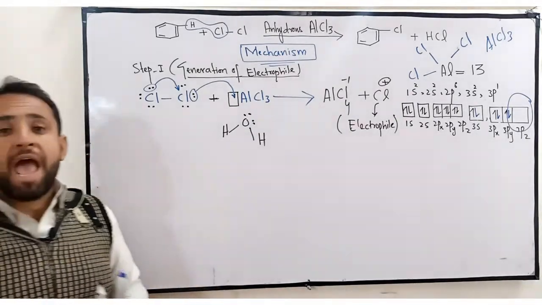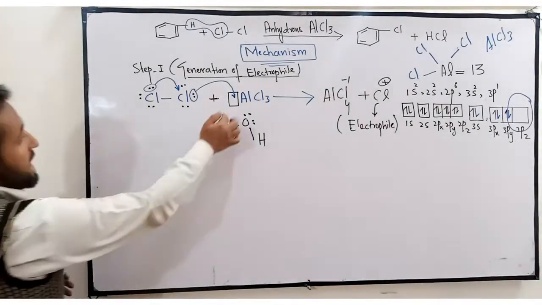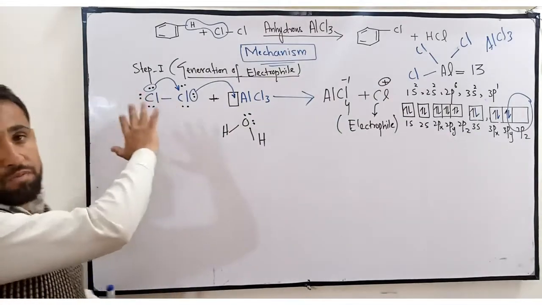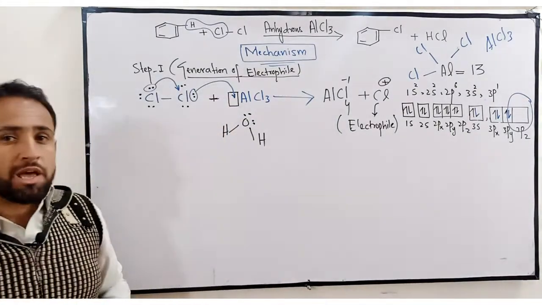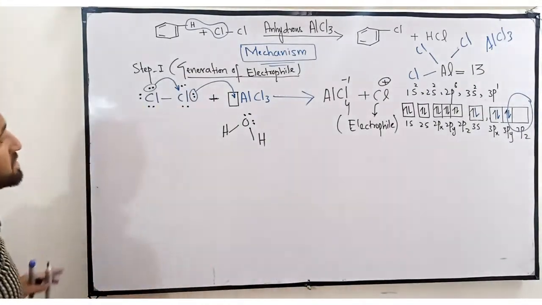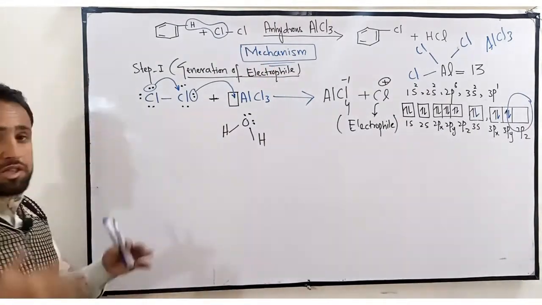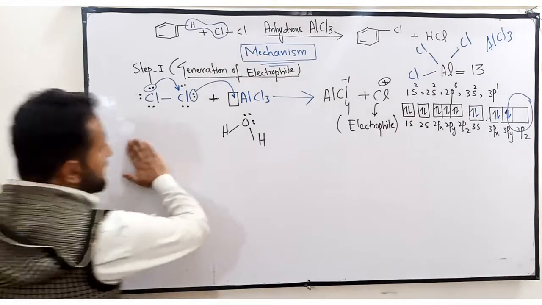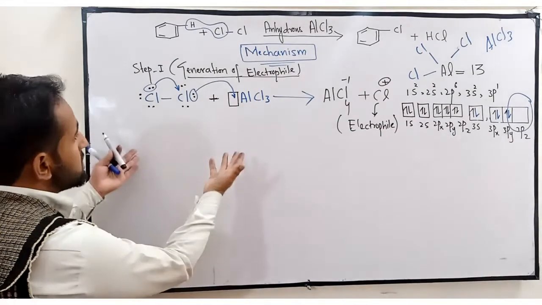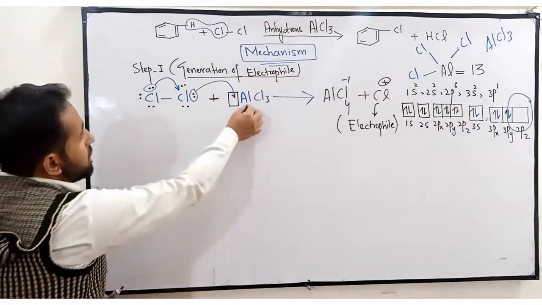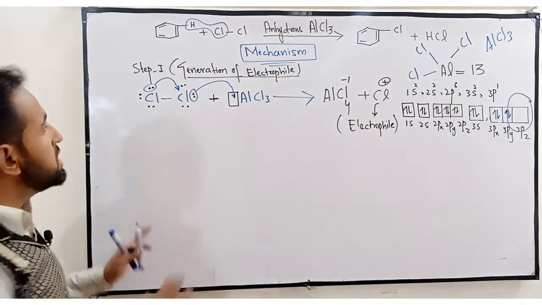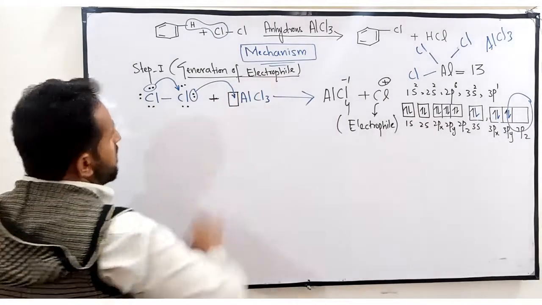Then it can't play any role in the halogenation, because it has filled its vacant orbital with the help of this oxygen atom. Then we are unable to form this chlorinium ion. When there is no chlorinium ion, there is no chlorination. Clear? Shortcut. So that's why we are using an anhydrous Lewis acid, the Lewis acid without water molecules. That's why we cannot use a hydrous Lewis acid. Very simple. Understand? This is step number 1, which is the generation of the electrophile.